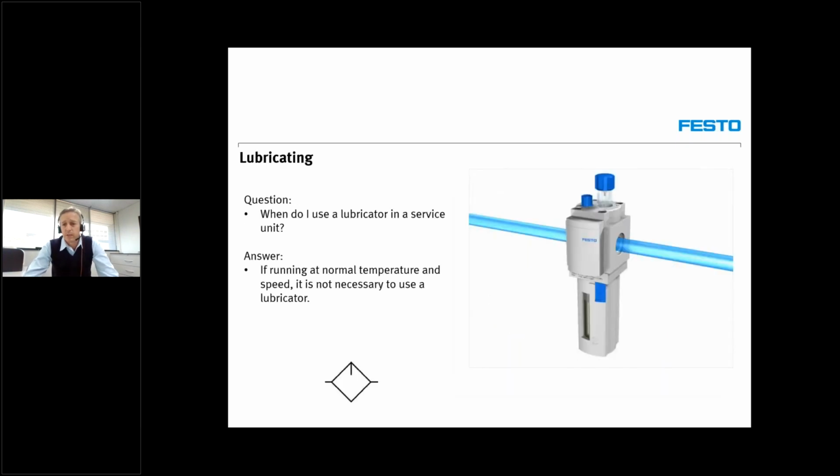Let's have a look at the last component of our simple service unit, the lubricator. Now, there's also the question, should I use a lubricator? Our advice is not to use a lubricator if you have not used one in your system before, and if you're running at normal temperatures and not extremely fast applications. The pneumatic valves and actuators are lubricated during manufacturing, and this lubrication should be able to last for the lifetime of the component, given the air is of decent quality and the grease is not washed out by too much water and oil in the system.